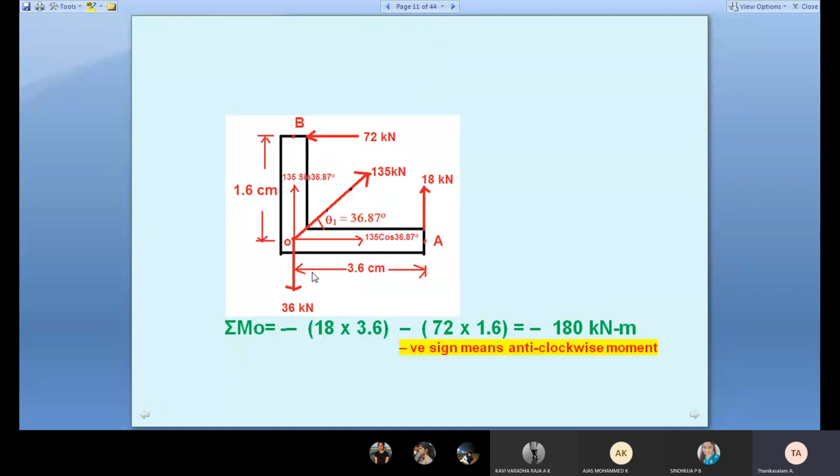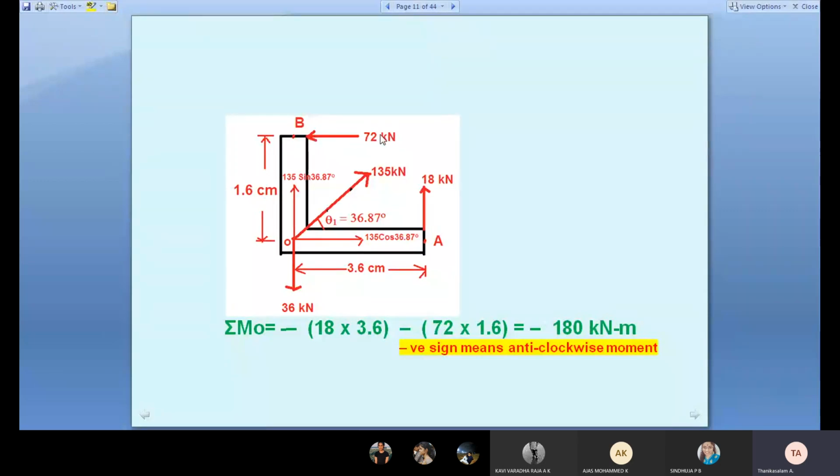So what are the balance forces? You see here 18 kilonewton, perpendicular to the O point. The distance is 3.6. So there are two moments, I told you: clockwise moment and anti-clockwise moment. With respect to O, I am taking moment 18 into 3.6, so minus. Why am I putting minus? Anti-clockwise. Similarly, 72, perpendicular with respect to O at the B point.